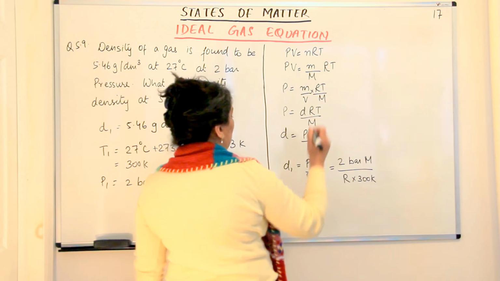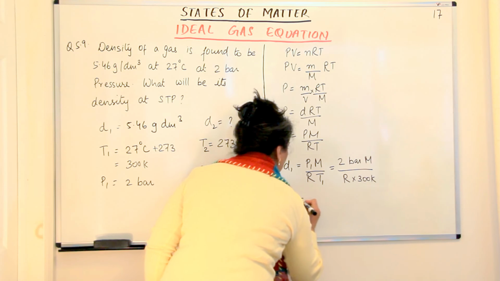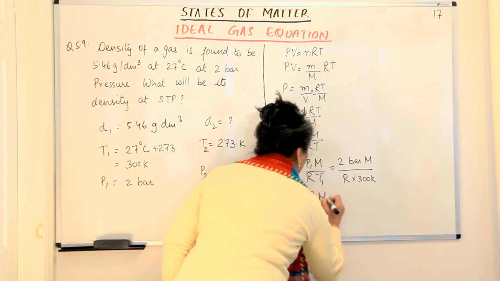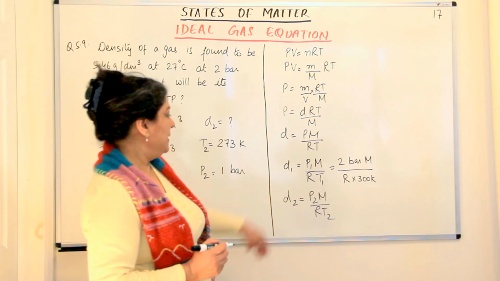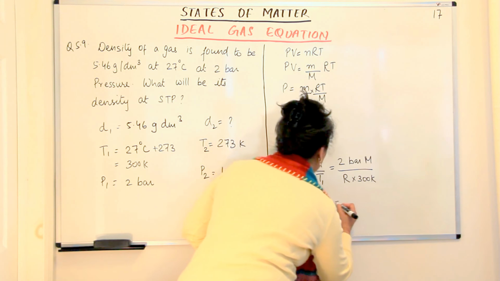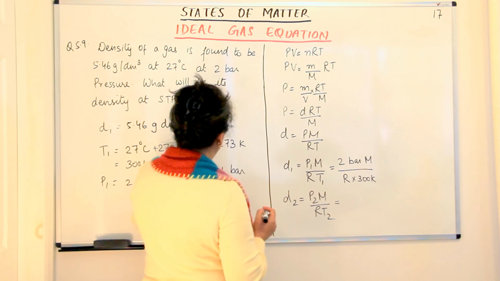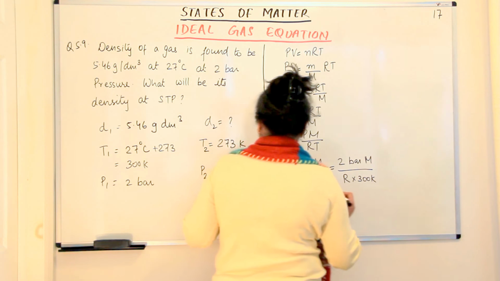And what would D2 be now? D2 would be P2M upon RT2. Just as we had D1, similarly we have D2. Let us put the values here now. P2 is 1 bar.